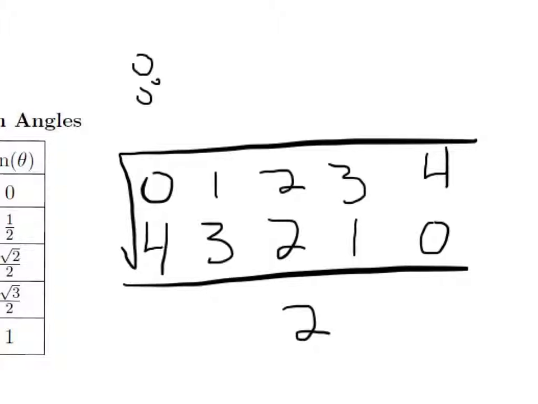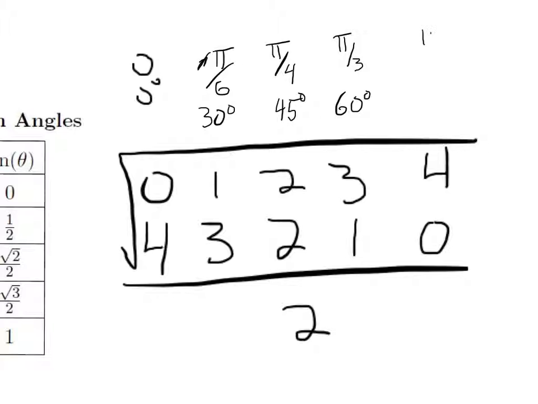I'm not going to be able to erase some stuff. Okay, so this one is pi sixths, or 30 degrees. This one's pi fourths, or 45 degrees. And pi thirds, or 60 degrees. And finally, pi halves, or 90 degrees. And this will top sine, and then below that, cosine.